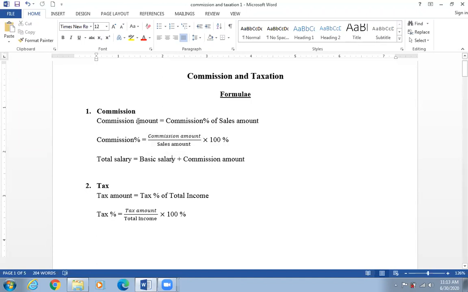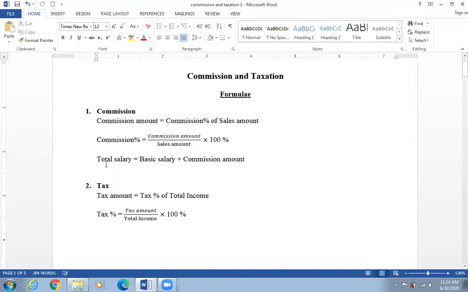So commission amount divided by sales amount, into 100%, because it is a percentage, so we need to multiply by 100%. This percentage means divide by 100. Any problem? If you can memorize this formula, commission amount equals commission percentage of sales amount, then the other formulas can be created. So from the same first formula we can create this formula also.